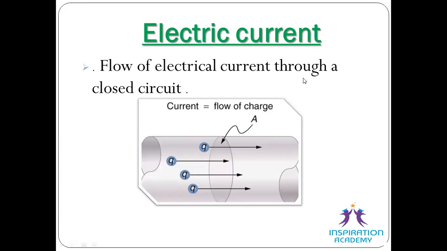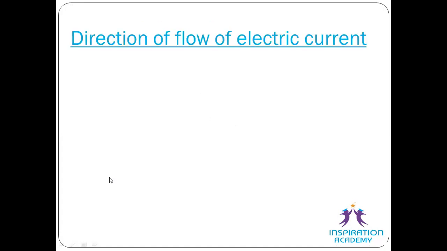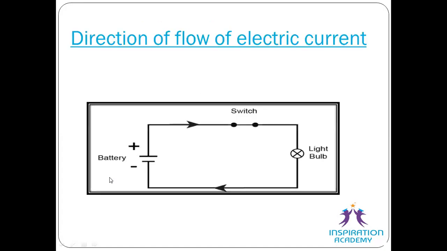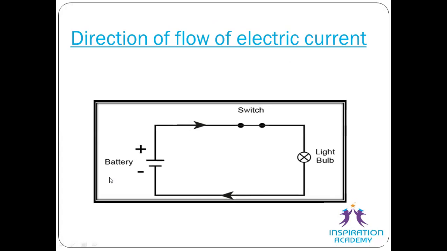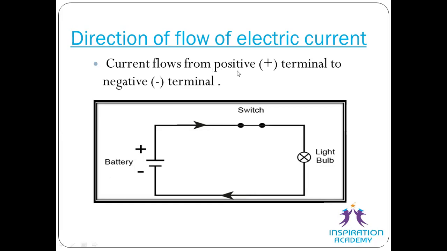Flow of electrical current through a closed circuit is known as electric current. In this diagram also you can see electrons moving inside a closed circuit. Now we are going to talk about the direction of flow of electric current. Normally, current flows from the positive terminal to the negative terminal.